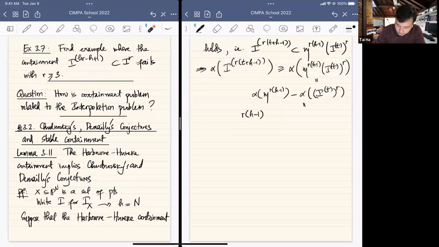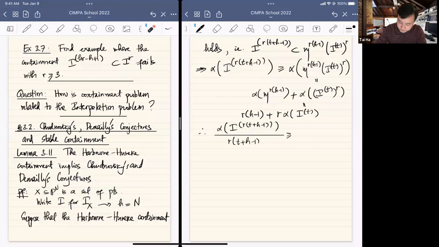Right, the least degree of the product is just the sum of the least degrees. So here, the power R is going to come out, so you get R times alpha of I to the power T. So now if we divide both sides by a common denominator, you take alpha of I to the R T plus H minus one, and then we divide it by the power, it's going to be bigger than or equal to, if you divide it by the same quantity here, of course the R is going to cancel. So what we have left is alpha of I to the power T plus H minus one divided by T plus H minus one.